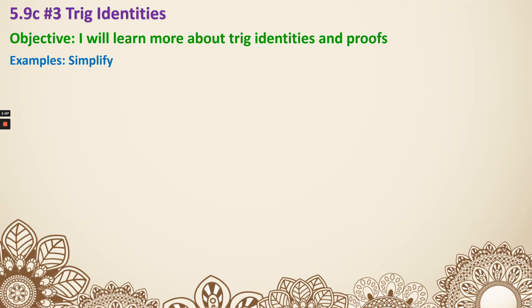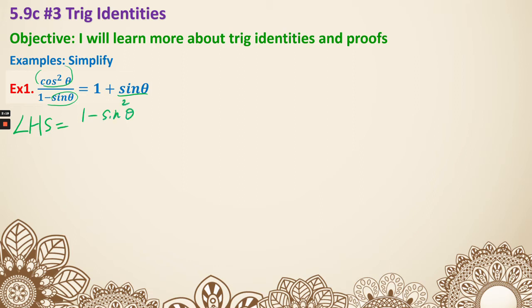Now let's get to the examples. Example 1. Clearly the left-hand side is a bit more complicated. We are going to start on the left-hand side. Cosine squared, we can rewrite it as, also because if you look at the bottom, we have sine. The right side also has sine. So of course, we're going to rewrite the cosine squared as sine squared. So that's going to be 1 minus sine squared on the top. The bottom is going to be 1 minus sine theta.